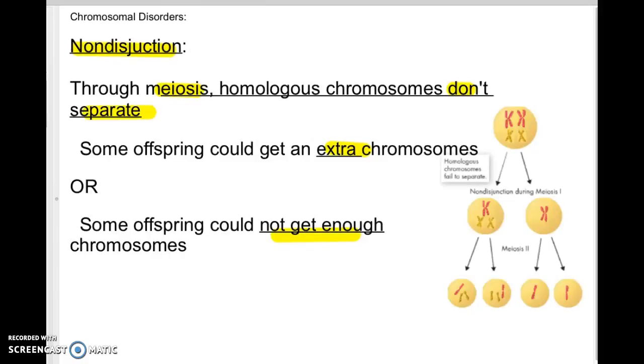So why do you do these? Well, they can tell you certain things for sure, like the sex of the child. But they can also tell you if there could be potential problems. And most of the problems arise from something called non-disjunction. What that is, during meiosis, sometimes homologous chromosomes don't separate. And what that can lead to is either too many chromosomes or not enough chromosomes.